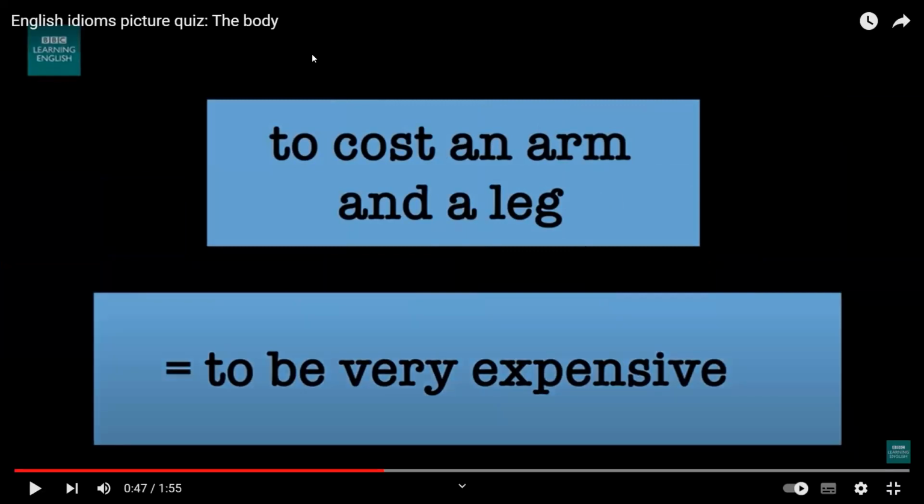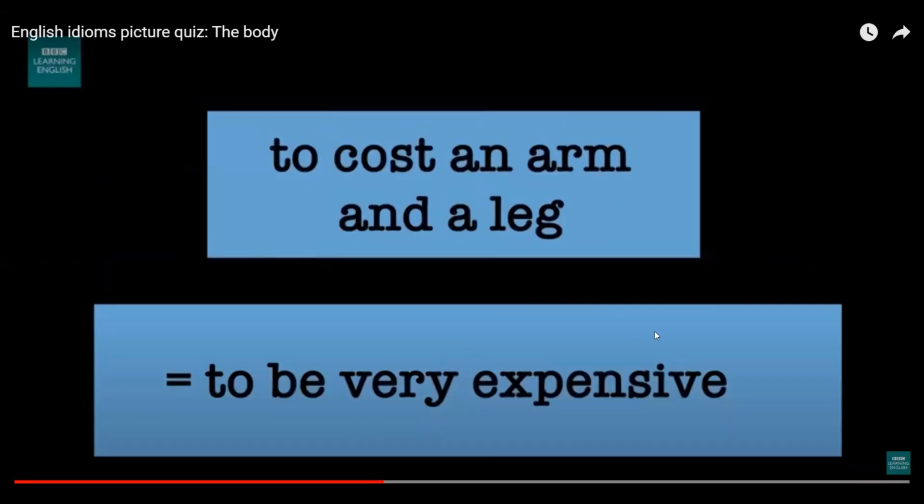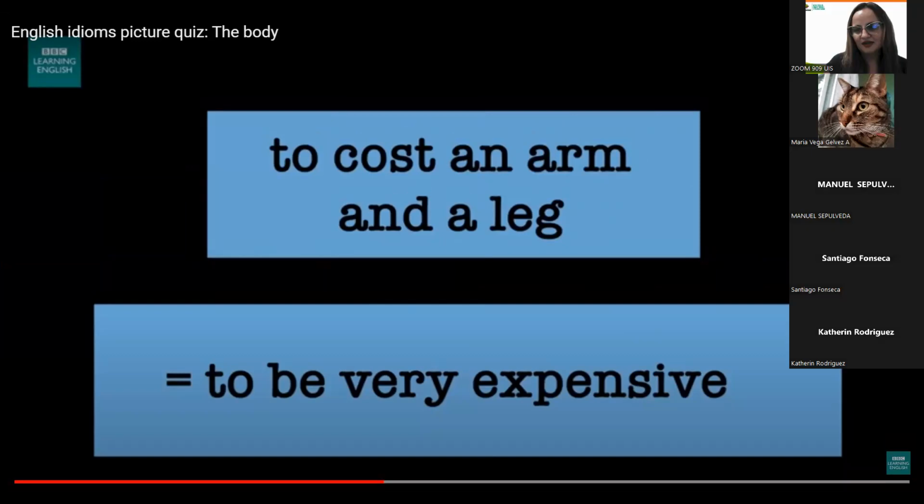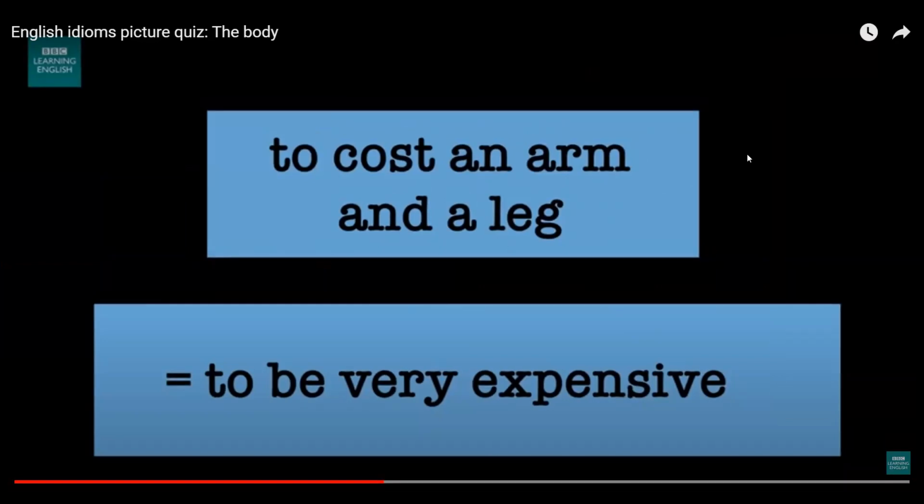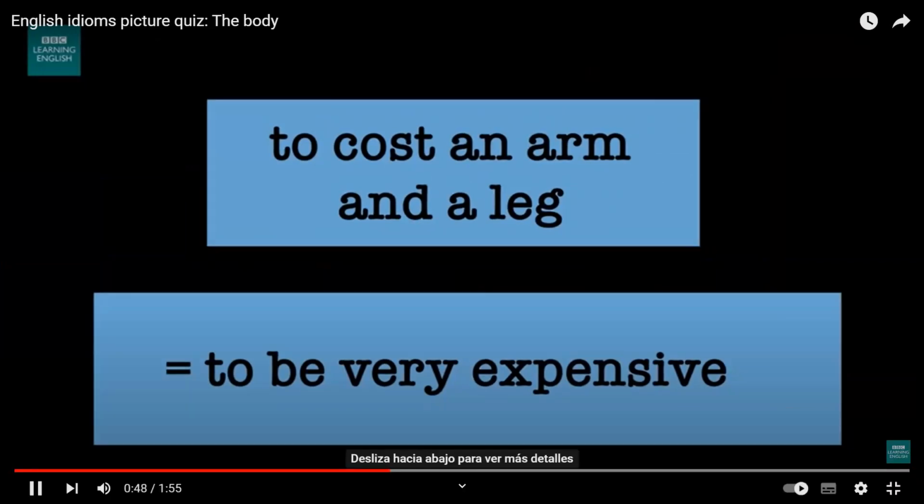To cost an arm and a leg. It means to be very expensive. We also have it in Colombia, but with our eyes. Of course, because they are pricey and you know, like, wow, so expensive. So it's like an equivalent, yes? To cost an arm and a leg. Okay, good. Next.